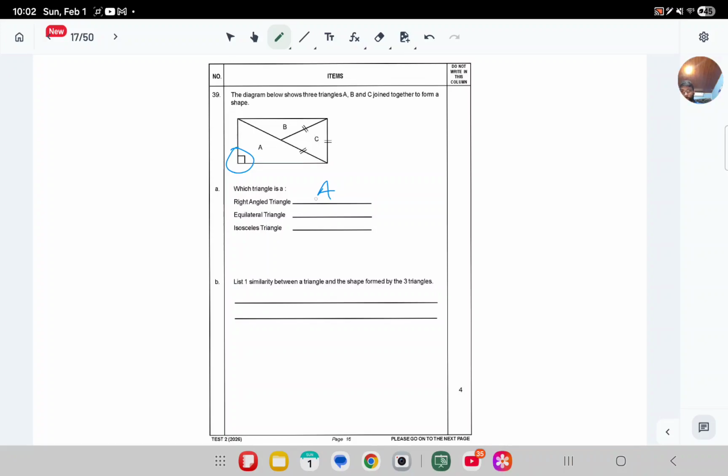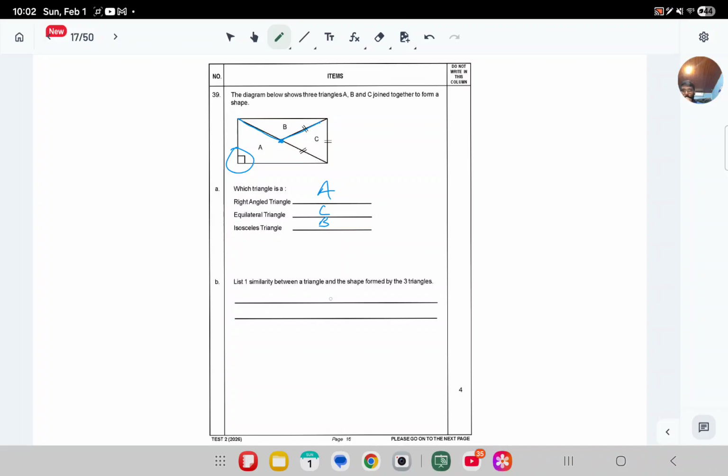Based on the lines here, we know that C has all equal sides. And in the isosceles triangle, two sides are equal. Based on process of elimination, we realize that these two lines here are the same because it meets at the center here. Therefore, B would be the isosceles triangle because two lines are equal and two angles are equal.